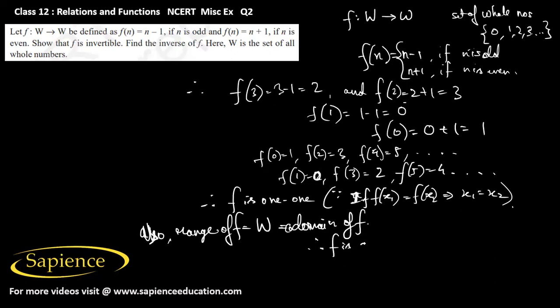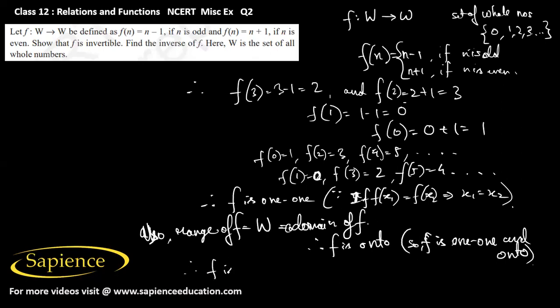So therefore the function f is onto also. So the function f is one-one and onto. So it is surjective. So I can say that the function f is both one-one and onto. So it is a bijective function. Therefore f is a bijective function, and hence it is invertible. Here W is a set of all whole numbers.